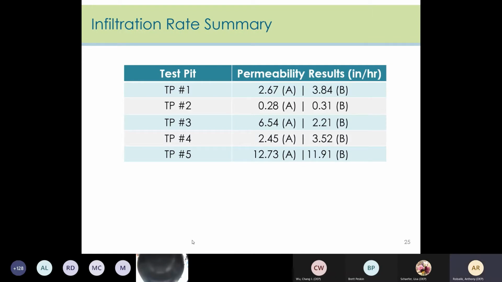And here's the infiltration rate summary. I'm not going to go through every one like I did with the test pits, but here are the results. We see that in 4 of the 5 test pits, there are no problems with the infiltration rates that they got. But actually in test pit number 2, for some reason, we got much lower infiltration rates. Actually too low for an infiltration basin.